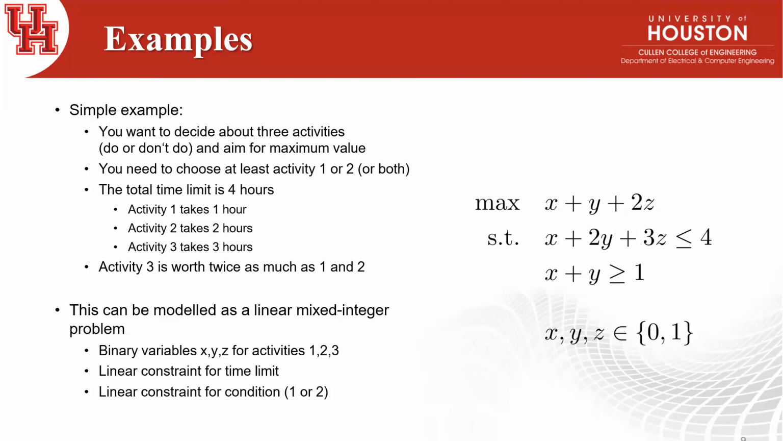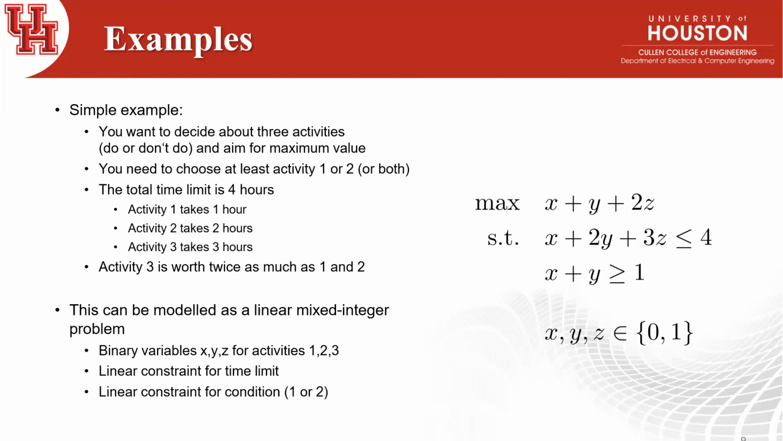Here is an example. This is an optimization problem, and it has an objective function to maximize, and it also has two constraints. With the objective function and the constraints, we have three binary variables x, y, and z. We will operate on these variables and try to maximize the objective function and meet the constraints.